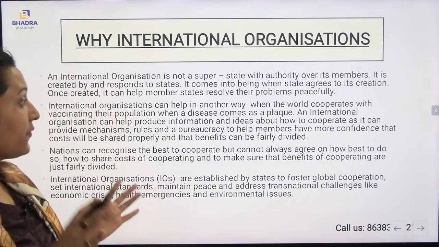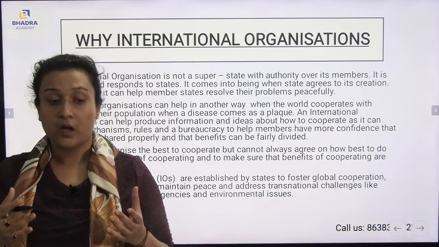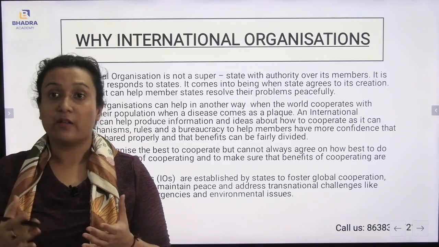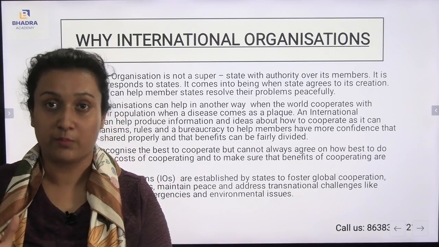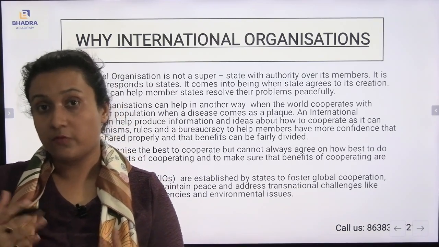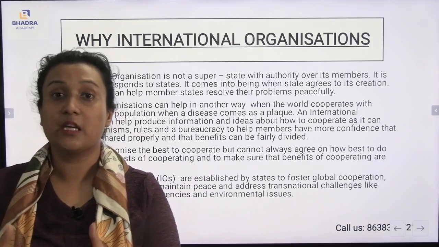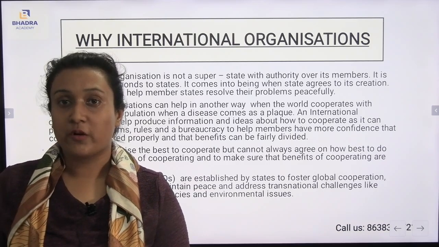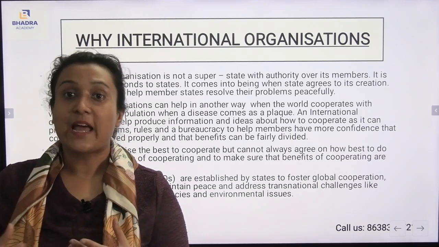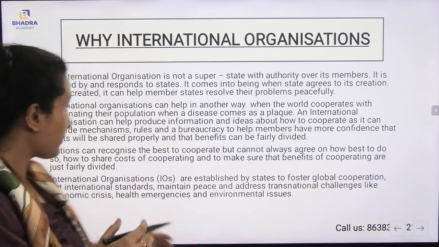For example, if there is any spread of a virus, and that virus becomes a plague, during that time the international organization helped those members for the cure, for example by giving vaccination to each and every person. This is a part of the work of an international organization, to help those people who are suffering from the disease.